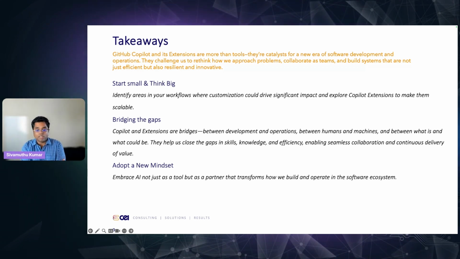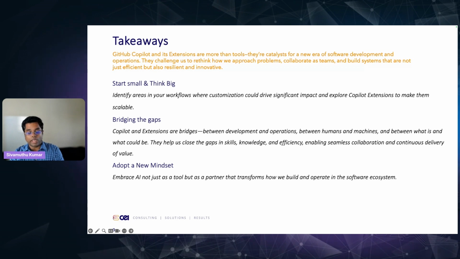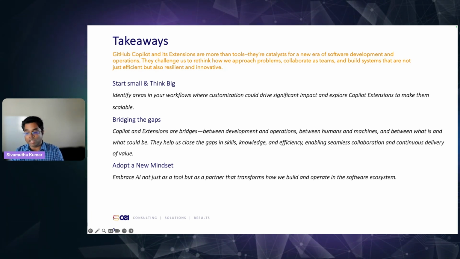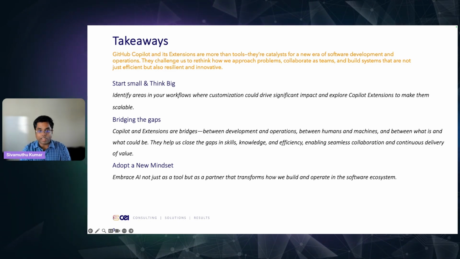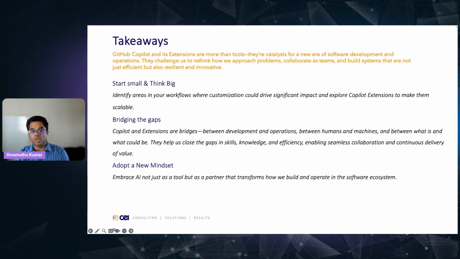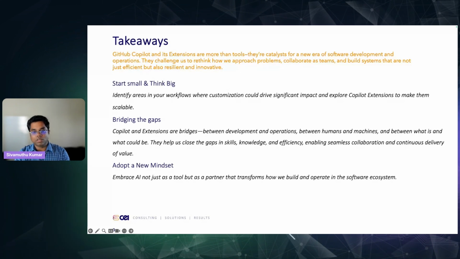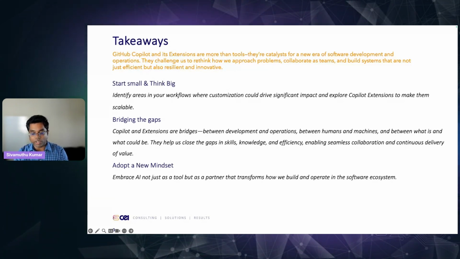And the second thing is obviously this is bridging the gaps between development and operation, humans and machine. As I said, the Copilot extension is going to really close the gaps in skill, knowledge, and efficiency. So that's where we have to consistently look for the places where we can bring these kinds of AI tools and the Copilot capabilities to continuously push it forward, right?